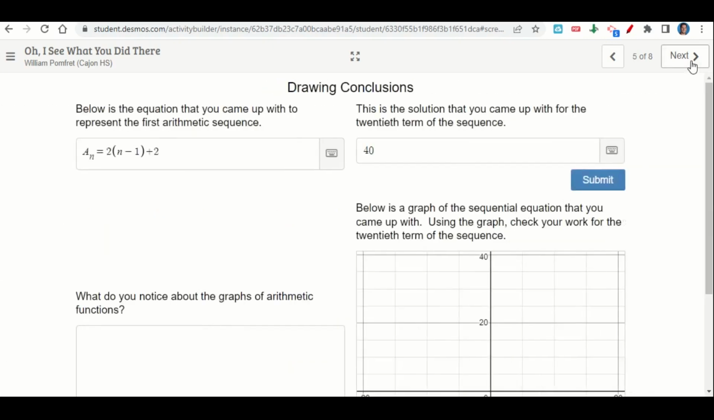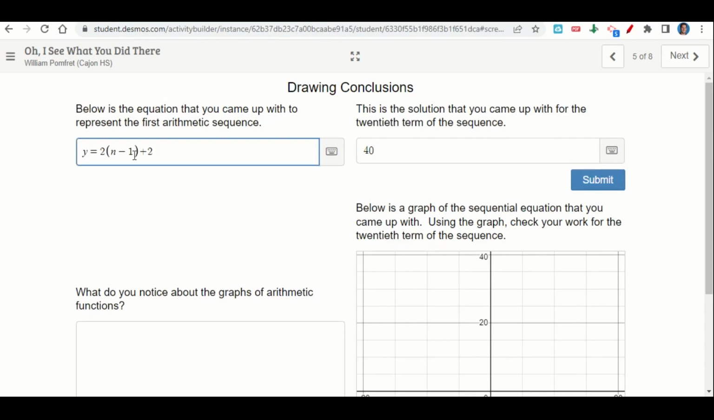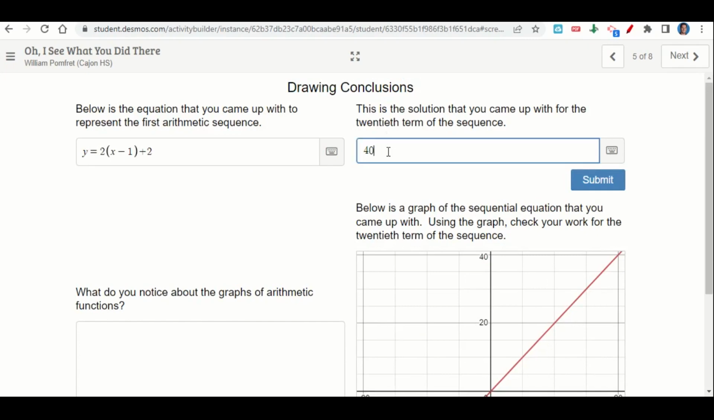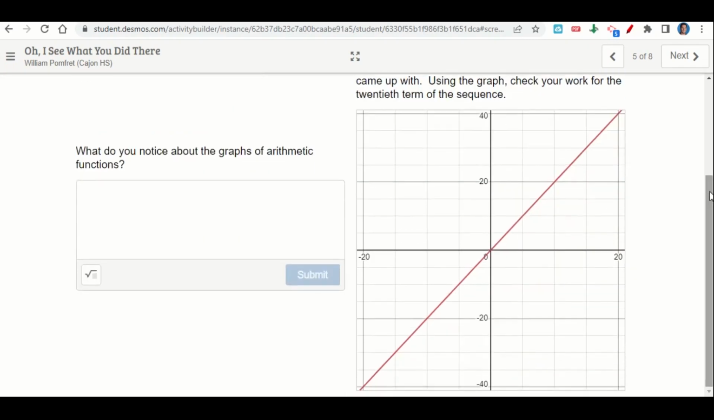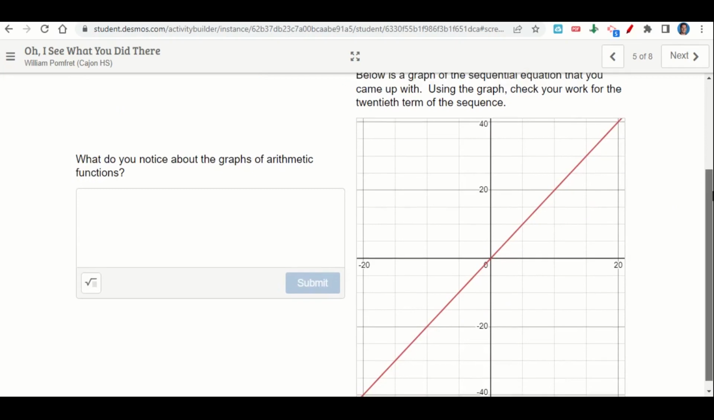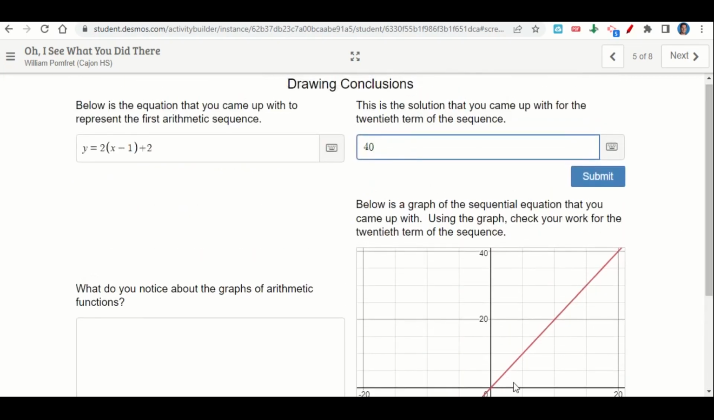Then we'll click Next. Here it says, this is the equation we came up with. We need to change this to look more like an actual function. So we're going to change this to be y and this to be x. And notice now it creates a graph. So we have our equation here. We have our solution that we came up with for the 20th term for the first one. And notice it forms a graph. We're going to check our work to make sure that we did this right. So when x was 20, y was 40, which is exactly what we said it should be.